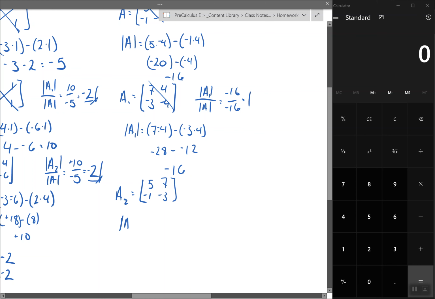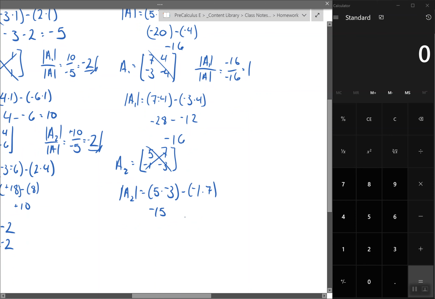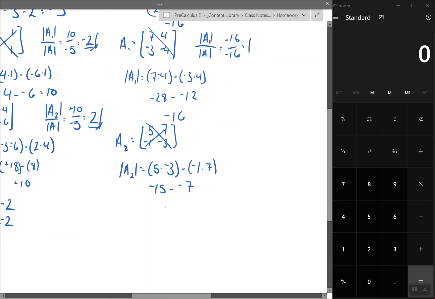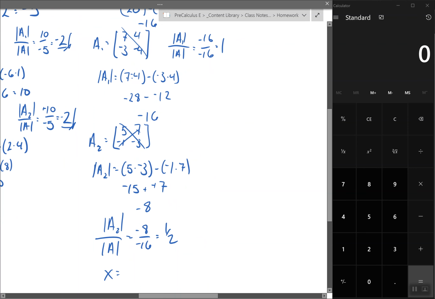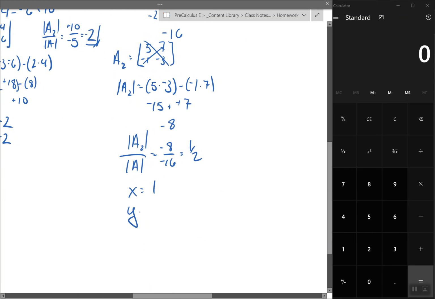For A2, we replace now the second column with the 7 and -3. We find that determinant, so that will be 5 times -3 minus -1 times 7. So we have -15 minus -7, which will give us a -8. So the second solution, A2 over A, is negative 8 over negative 16, or 1/2. So our two solutions: for x, the first solution was 1, and the second solution here for y is 1/2.